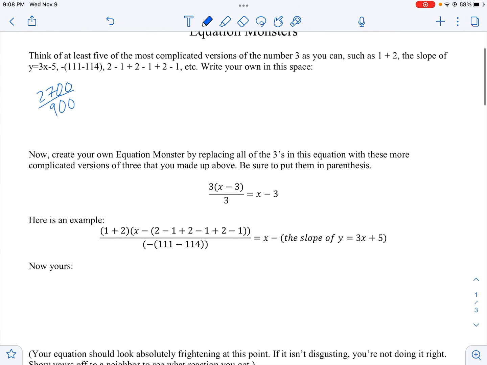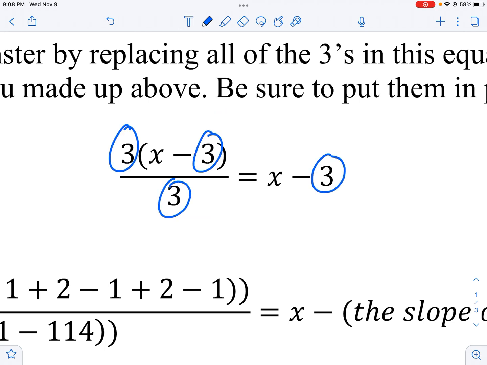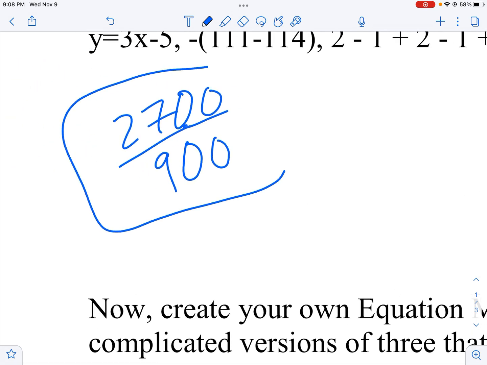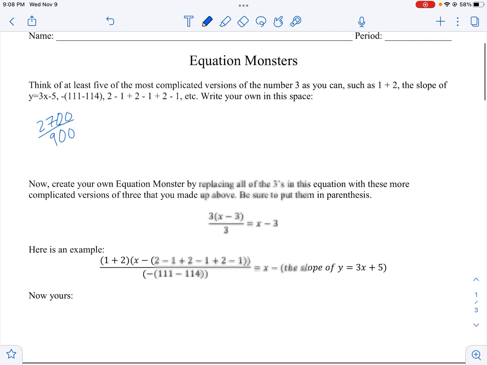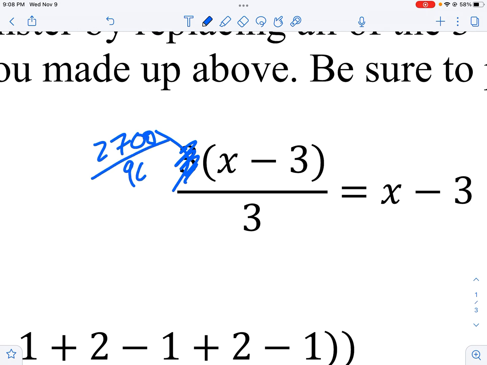What you're going to do next is take this expression and replace all of these 3s, there's 4 of them, with one of your representations from above. So if I have 2700 divided by 900, that equals 3. I can come into my little expression here, and instead of putting 3, I'm going to put 2700 divided by 900, because that is equal to 3.